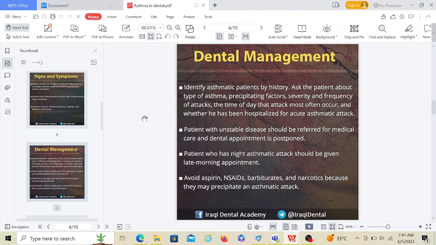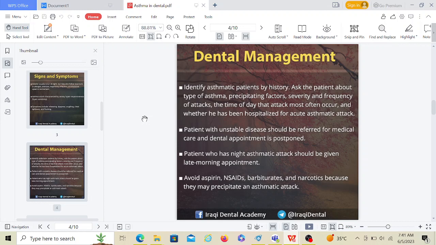But if you feel the patient is having an active asthma going on in a mild form, try to get a medical opinion. Or if you feel the patient is not giving you a proper history as to when he takes medicine, how long he's been taking the medicine, consult with the medical practitioner. Always. If you are in doubt, always consult the medical practitioner. Don't put yourself at risk.